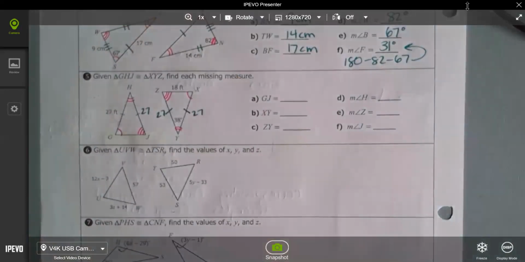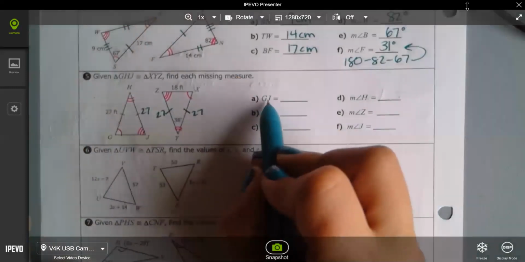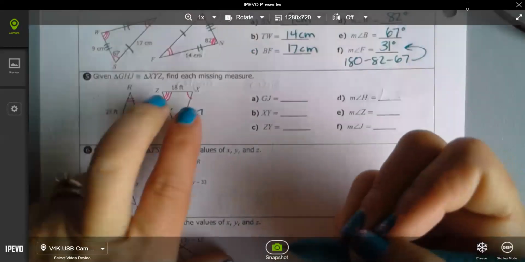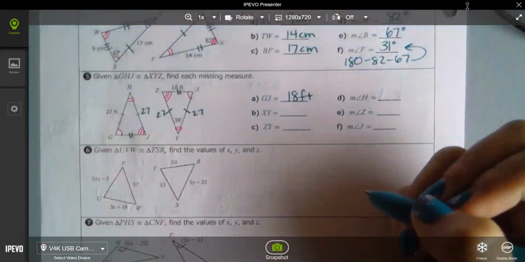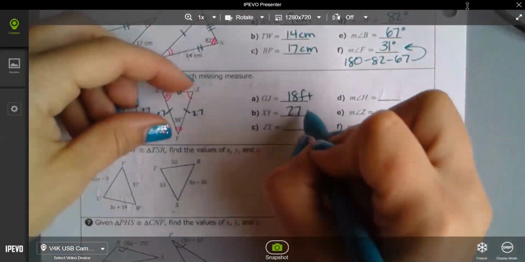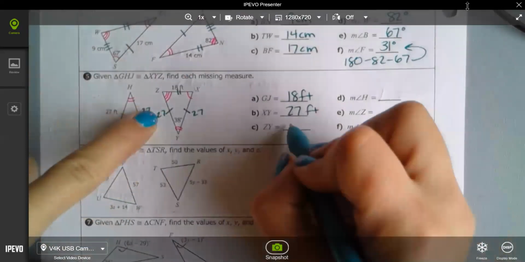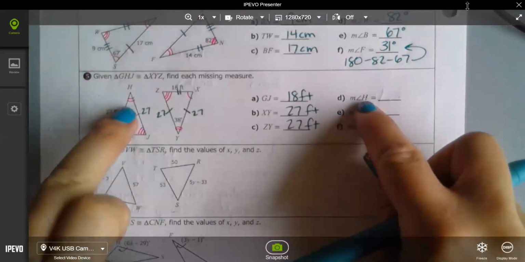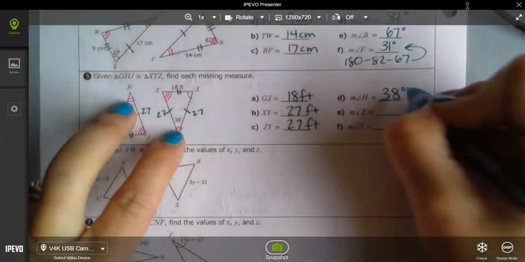That's easy, right? So what do I got? GJ is this one, 2 marks, is the same as XZ, 2 marks, so that has to be 18 feet. XY, already labeled it, is 27 feet. ZY, already labeled it, is 27 feet. Angle H goes with angle Y, so both of those have to be 38 degrees.